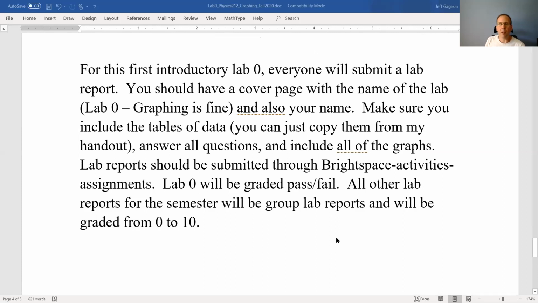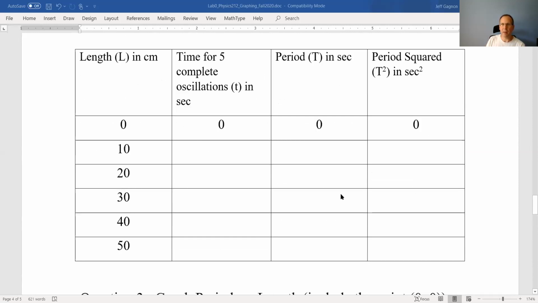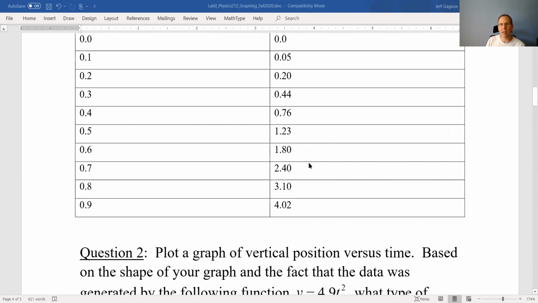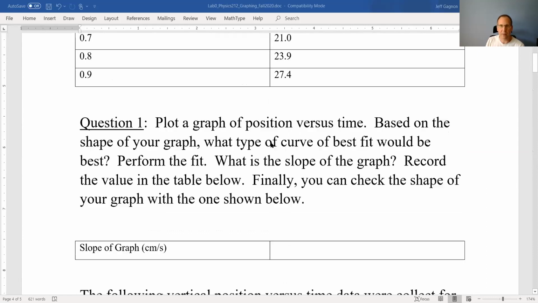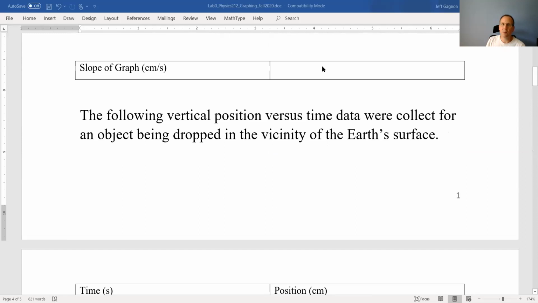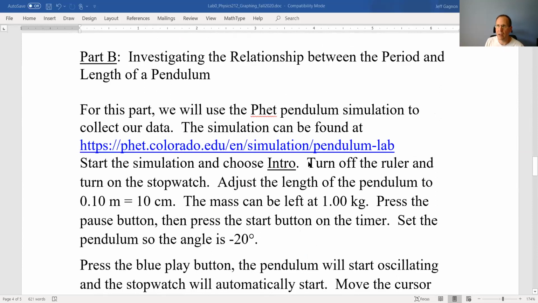How should you do the lab report? Well, you want to make sure you have a cover page with the name of the lab. You can just say lab 0 graphing, and also your name. So make sure your name is underneath the title. Make sure you include all the tables of data. So anytime I have tables in my handout, you want to make sure you copy and paste those into your lab report, and they should be filled in. Some of them, of course, are already filled in based on this first lab, but these you want to fill in. So just go to my Word document on Brightspace and you can copy and paste anything in.